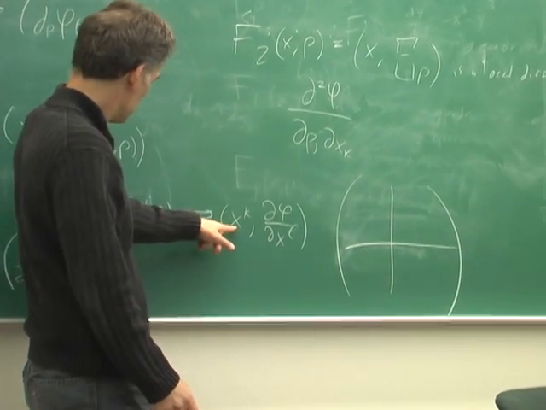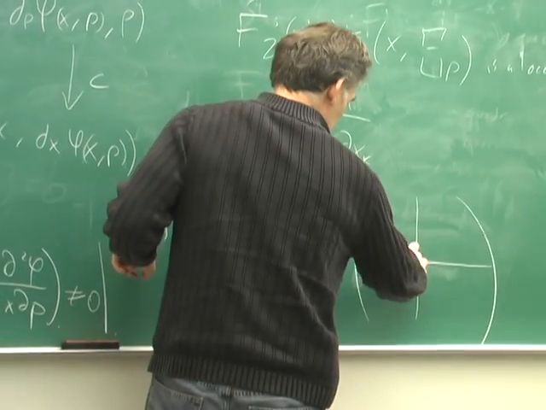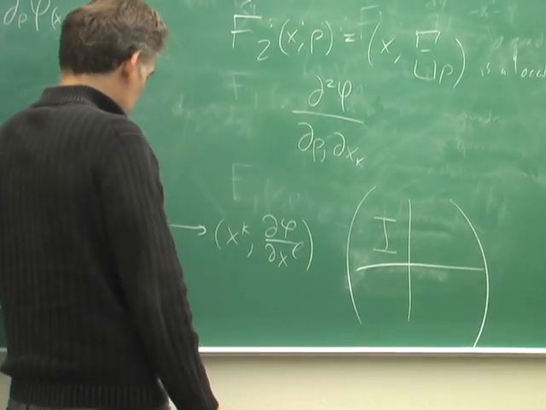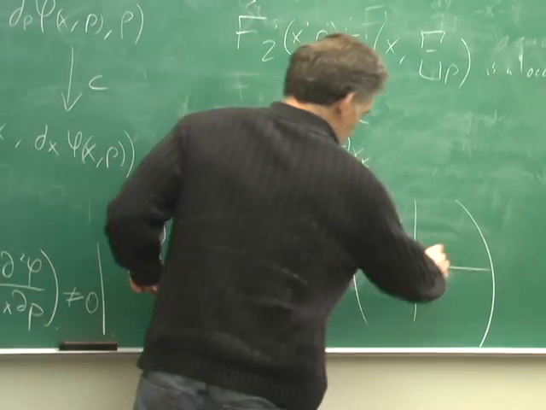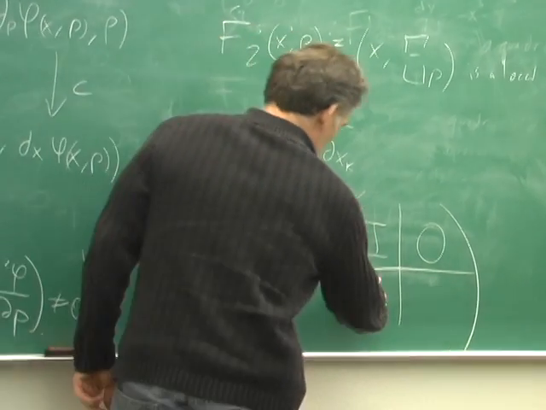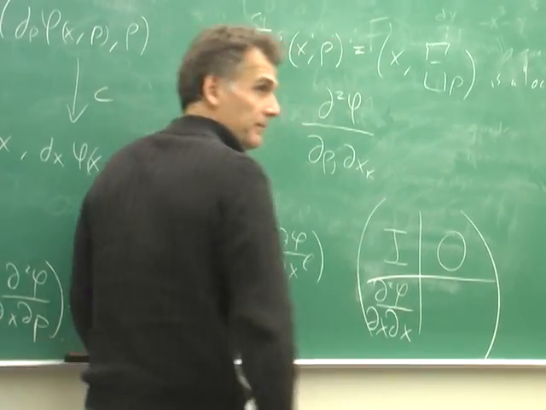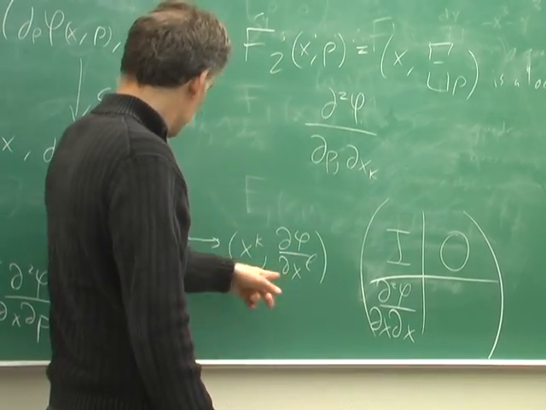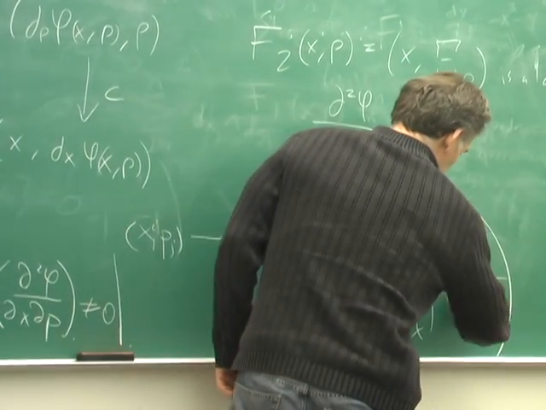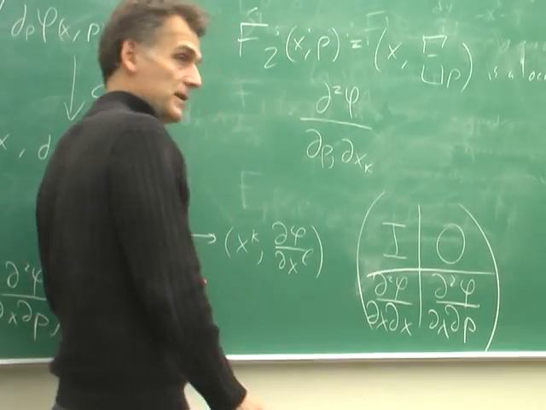You take this and you differentiate with respect to x. You get delta, which is the identity matrix, right? Then you take dx by dt, that's 0. Then you take this, differentiate with respect to x. You get the second derivative, dx dx. And then dt by dx by dt, so you get dx dt. So that's the Jacobian of this map.